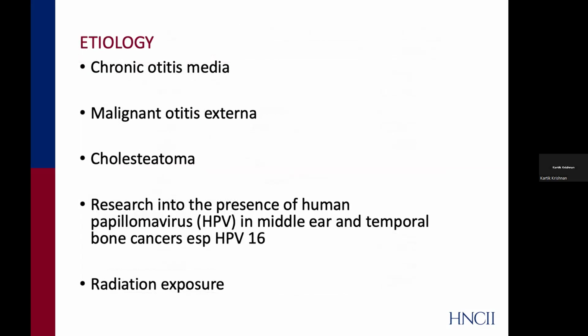So, coming on to the etiology of temporal bone malignancies. Most commonly we see it in patients with a long-standing history of chronic otitis media or malignant otitis externa. These patients have long-standing otorrhea, and because of secondary transformation of the mucosa, due to the continuous irritation from the infection and the inflammatory reaction, temporal bone squamous cell carcinoma can arise. Cholesteatoma is also known to be a risk factor. Nowadays, research is showing that even HPV is common in middle ear and temporal bone cancers, especially HPV 16. And radiation exposure is a very important factor, especially a long-standing history of radiation in childhood. That can give rise to sarcomas and sarcomatous carcinomas.